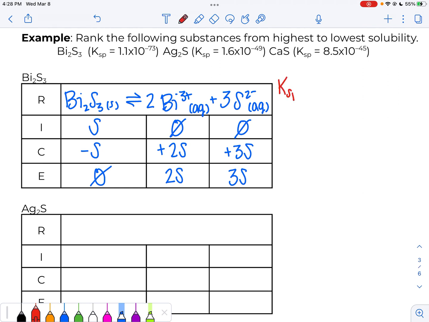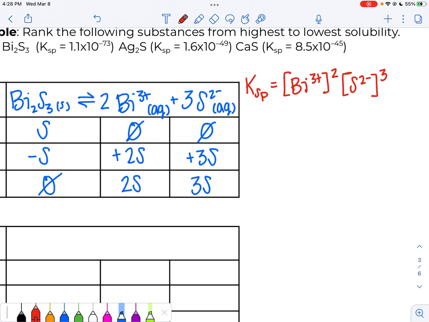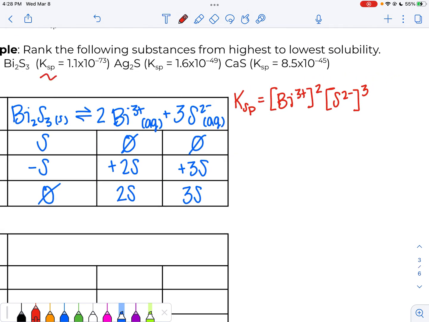So start out by writing our KSP. We know that KSP is equal to the concentration of our ions. So we have Bi3+ squared, because we have a coefficient of 2, and sulfide 2- raised to the power of 3, because of the coefficient of 3. So now let's start plugging things in. We know that our KSP for this is 1.1 times 10 to the negative 73rd. Oof, yikes. That thing is small.